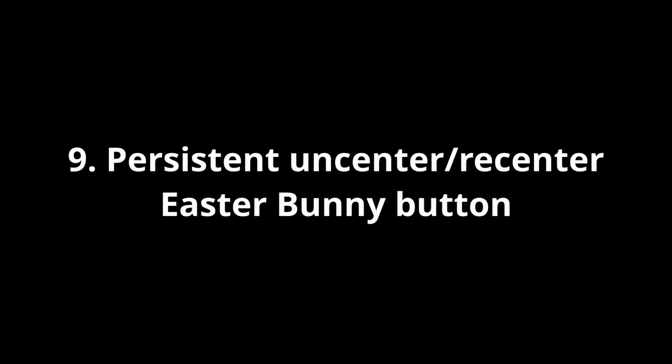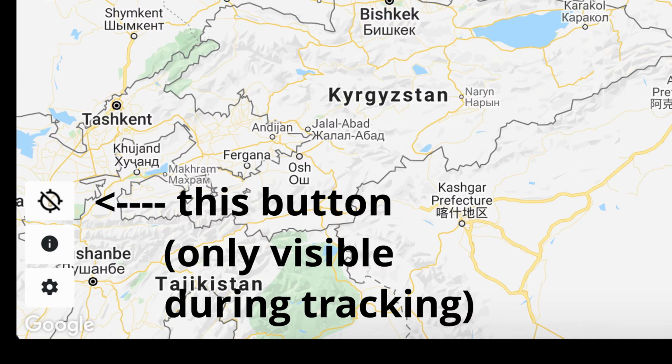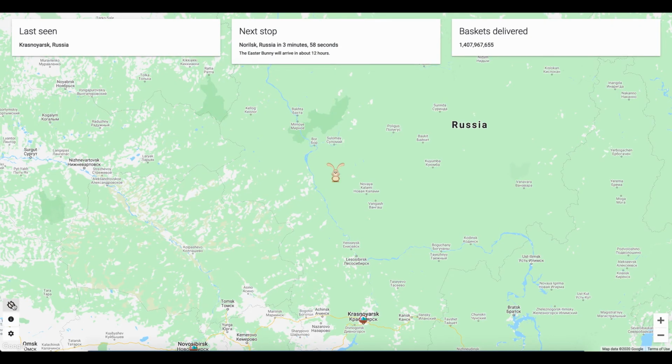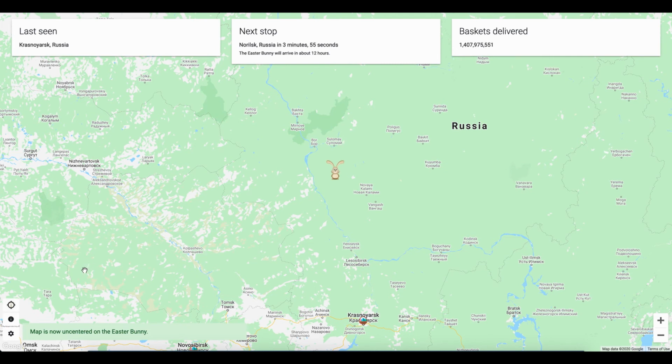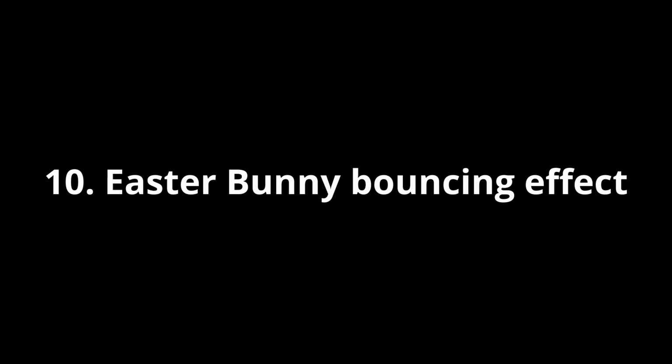There is now a persistent uncenter recenter Easter Bunny button in the bottom left of the tracker page. Last year, you could click on the Easter Bunny to uncenter and recenter the map. However, almost no one knew this feature because it was extremely hard to actually figure out that you could do that. So now that feature has been removed, and now you can just click a button to uncenter and recenter the Easter Bunny. This button only pops up during tracking. It's not visible during pre-tracking or when tracking is over, and also not on the countdown page. A lot of you requested this feature last year, and we're happy to provide it.